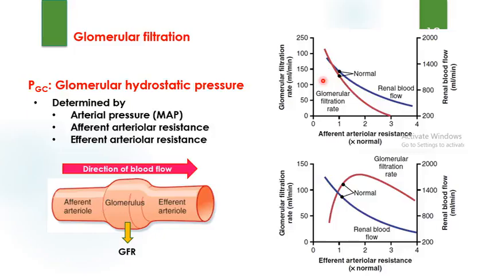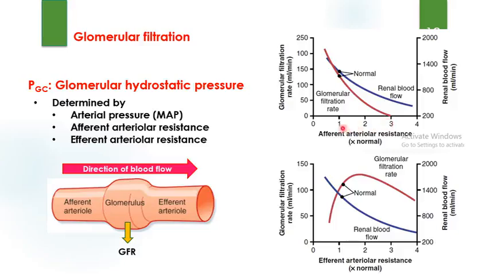And by decreasing afferent arteriolar resistance, overall renal blood flow will increase, and GFR also will increase due to a higher hydrostatic pressure at the glomerular capillary level. The values expressed in the x-axis and y-axis are in this way. One is for the normal level, 2 shows the doubled resistance, and 3 shows the threefold resistance.